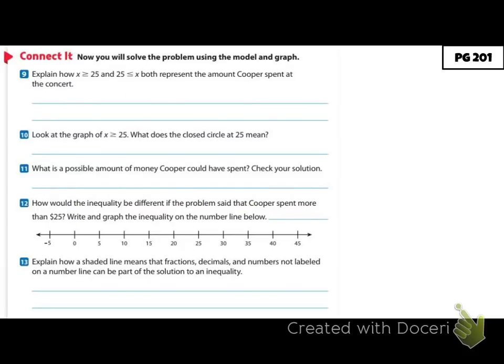So let's go through and answer these questions. Number 9, explain how x is greater than or equal to 25 and 25 is less than or equal to x both represent the same amount Cooper spent at the concert. So it shows or tells us that he spent at least $25.